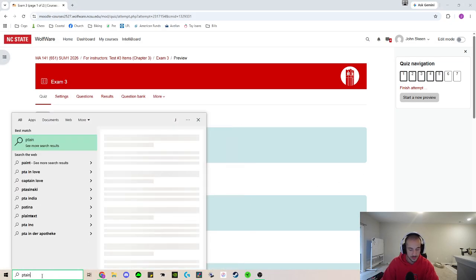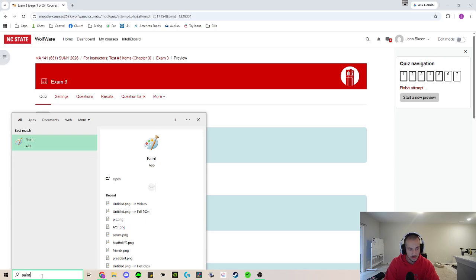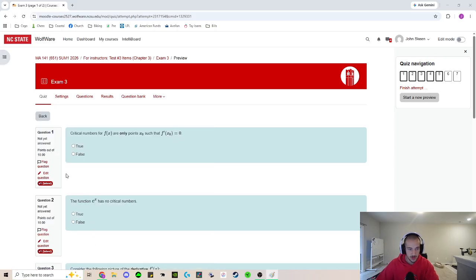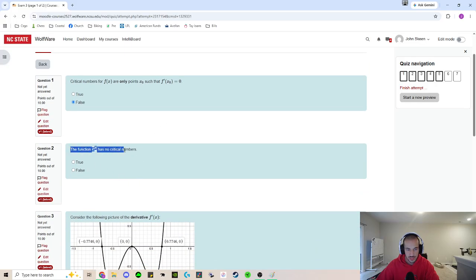Here we have the exam, so let's figure out how we do this. Critical numbers for f are only points such that f prime is 0. We know that this is false because it's also where f prime is undefined. Function e to the x has no critical numbers. This is true because e to the x, the derivative is e to the x, right?